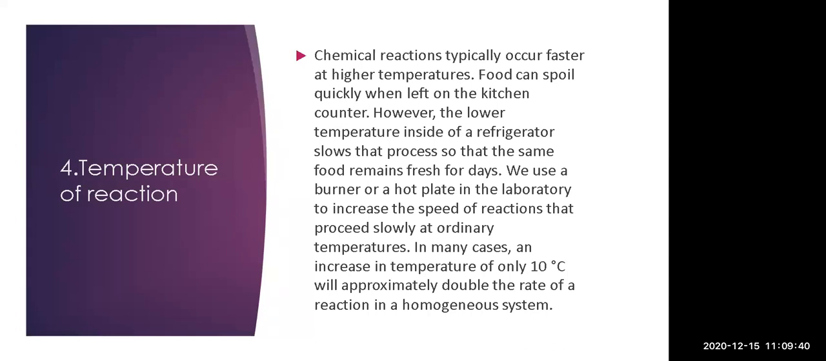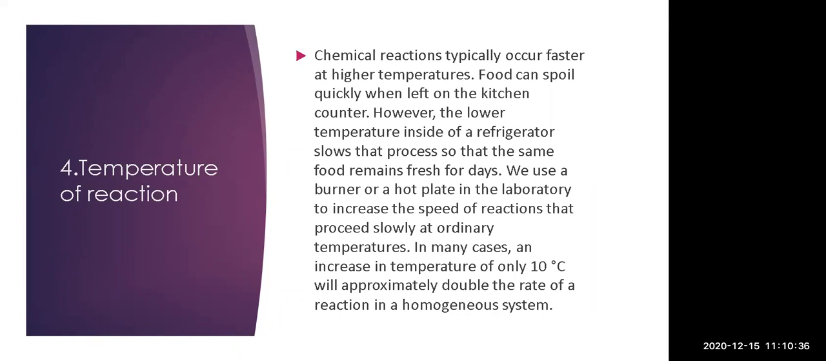We use a burner or a hot plate in the laboratory to increase the speed of a reaction that proceeds slowly at ordinary temperature. In the chemical laboratory, suppose two solutions are there and I want the reaction very fast. I will combine those two solutions in a test tube and keep that test tube over the burner, so that because of the temperature, the bonds present between the compounds will break faster and they will react faster with the other compound. After that, we will get the product faster. Why? Because we are giving the temperature, the rate of reaction becomes higher and we will get the product quickly.